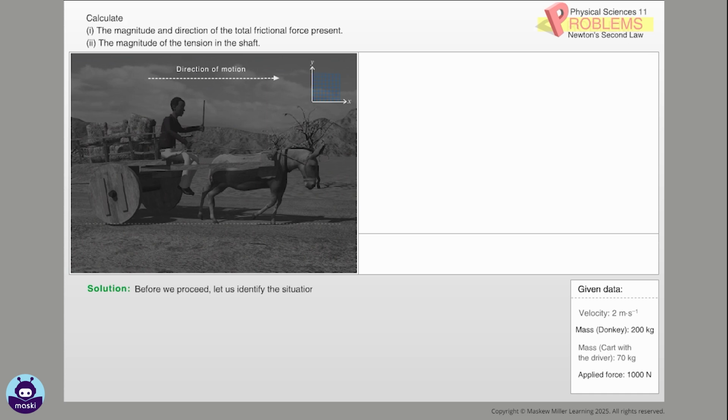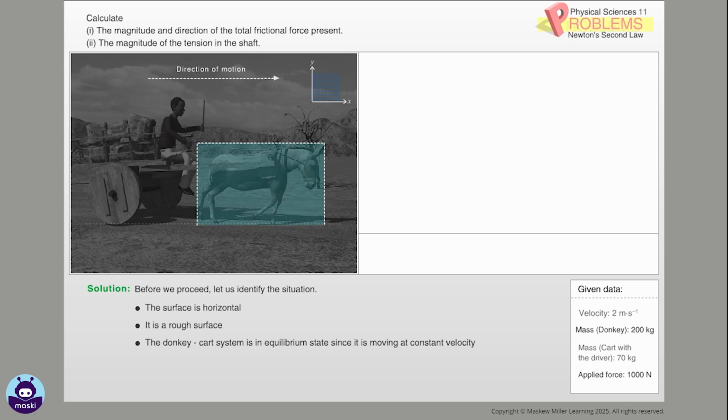Solution. Before we proceed, let us identify the situation. The surface is horizontal. It is a rough surface. The donkey-cart system is in equilibrium state since it is moving at constant velocity. In this problem, we consider the donkey-cart as a system consisting of two bodies, one, the donkey, and the other, the cart with the driver.